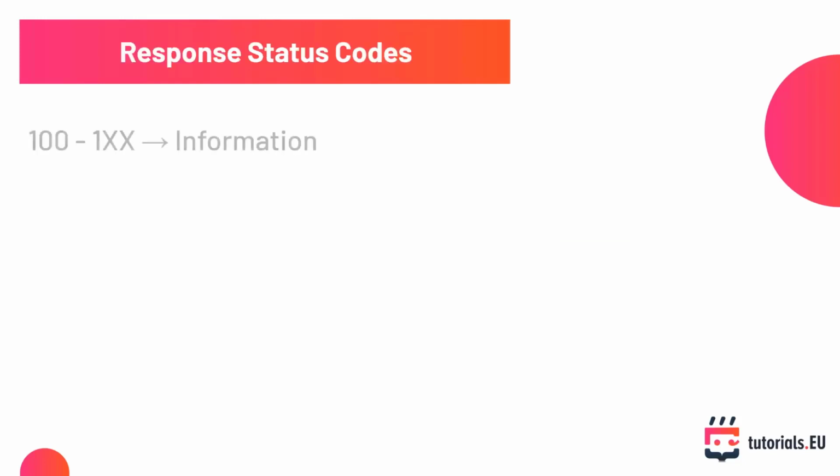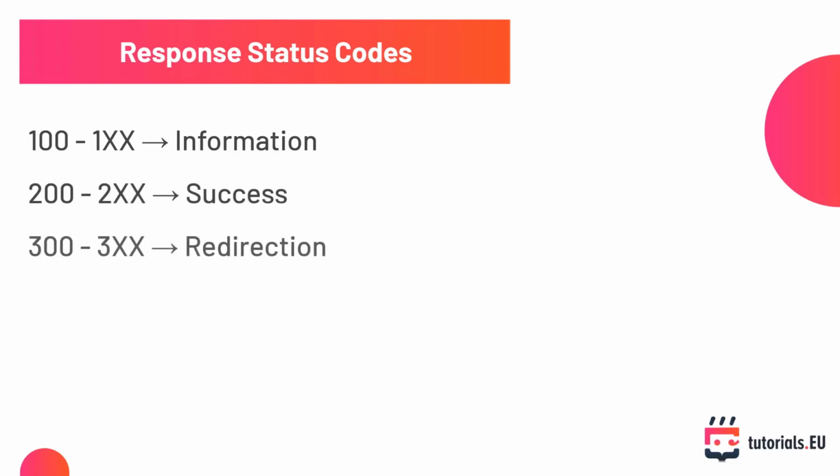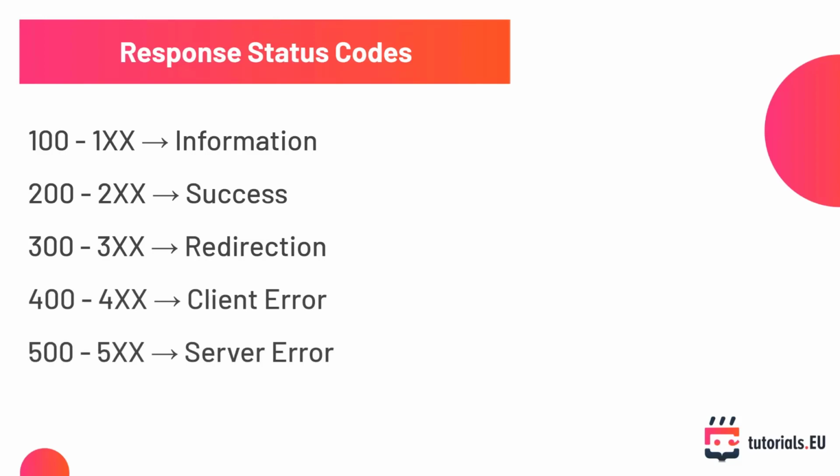So there are 5 different ranges when it comes to the response status code. You have the 100 to 199, which is information. Then you have the 200 range, which is success. You have the 300 range, which is redirection. 400, which means that there is an error on the client side, and 500, which means there is an error on the server side. So the 500 range, so to speak.